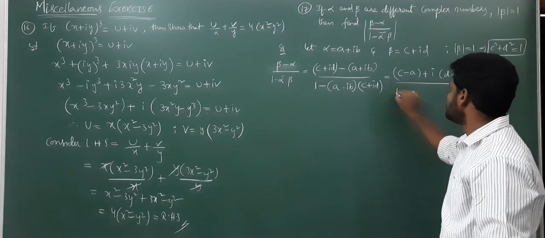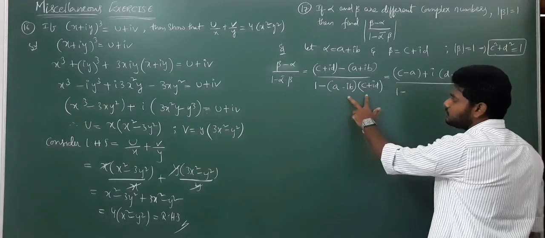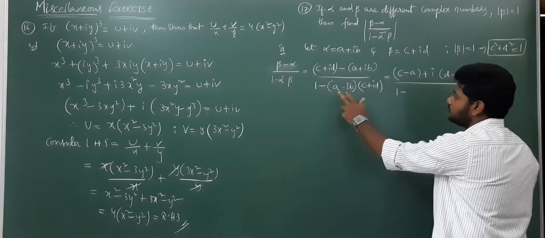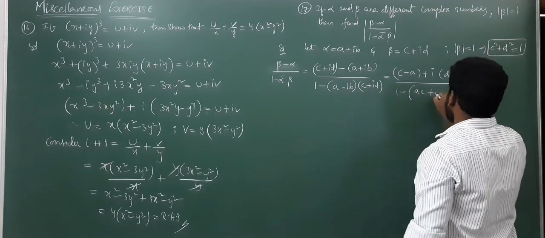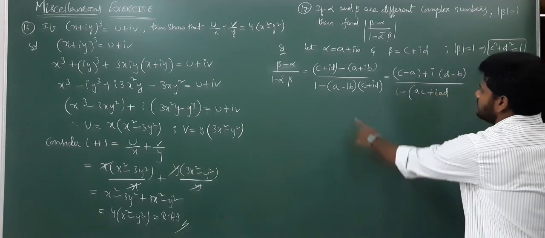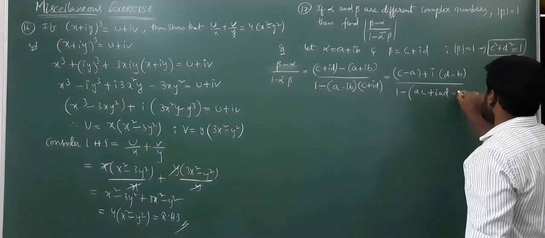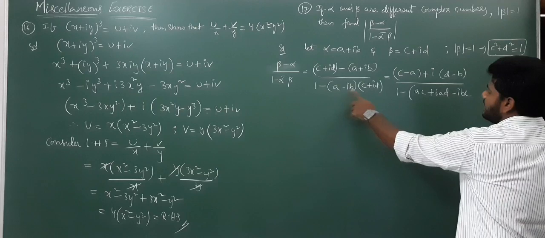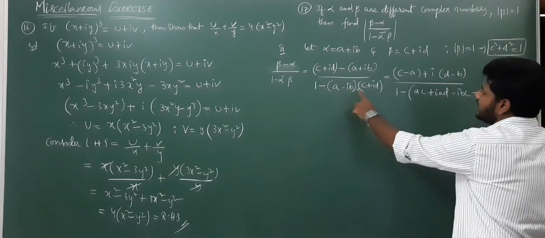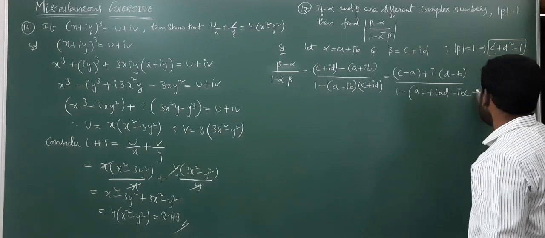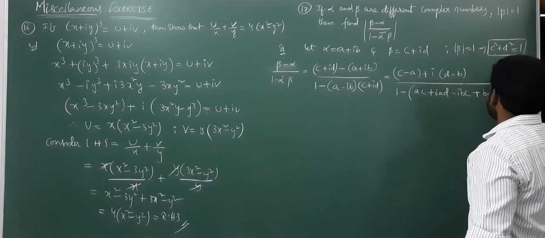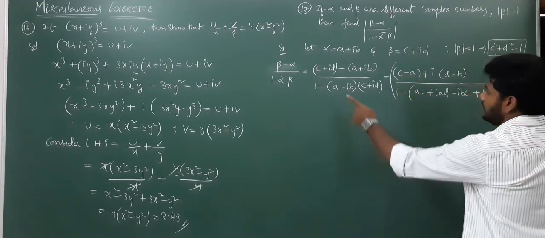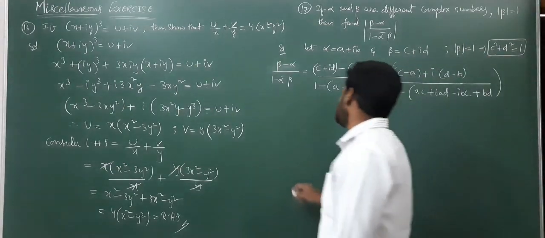When it comes to the denominator, 1 minus these two, which are in multiplication. You multiply these two. a into c is ac, plus i into ad. Next, minus i into bc, and minus into plus is minus, but i into i square gives minus, again it will become plus, b into d is bd. This is what beta minus alpha by 1 minus alpha bar into beta is.